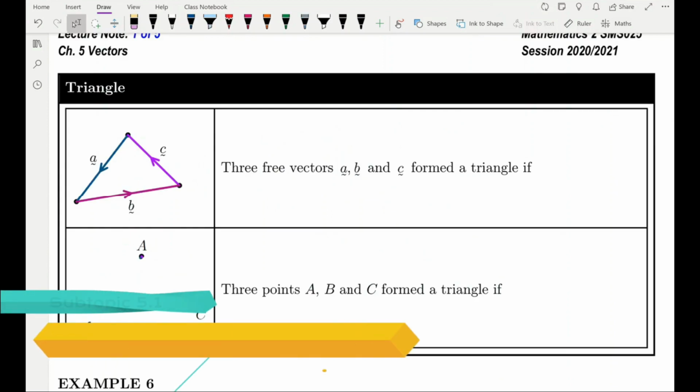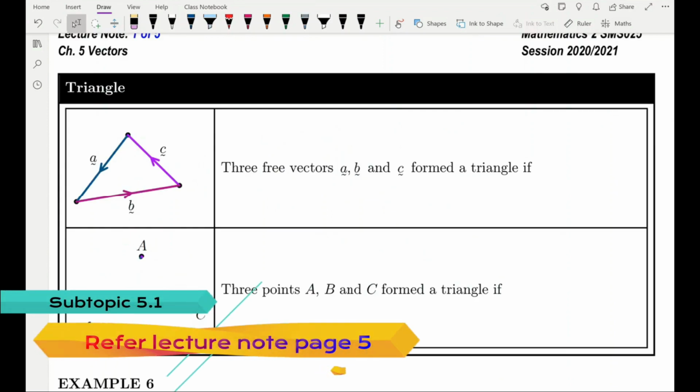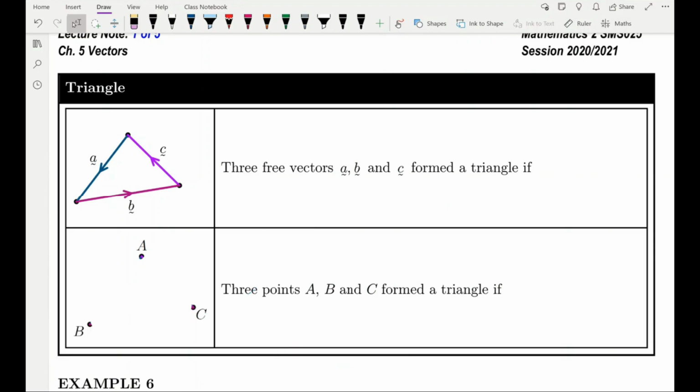Next, we move to triangle. For triangle, we have two situations. For the first one, let's say we have 3 free vectors A, B, and C, and the question is whether they form a triangle. We can only say the 3 vectors form a triangle if from vector A, we add vector B and then add vector C, we get back to the starting point. That means the value must be 0. A plus B plus C equals vector 0.